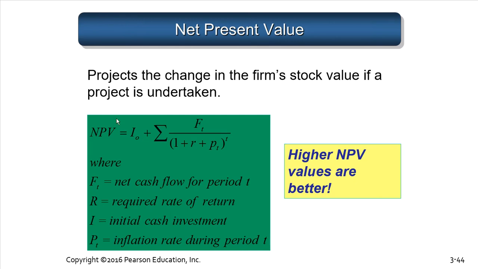And this IO, the outflow today, is going to be negative. All these others should be positive. Okay, so if you carefully examine this formula, this just tells you that if the flows coming in are greater than the flows going out, even when you've considered the time value of money, you're going to be in good shape.